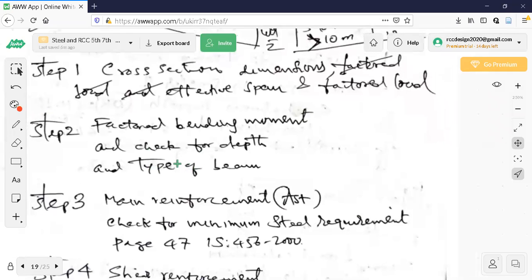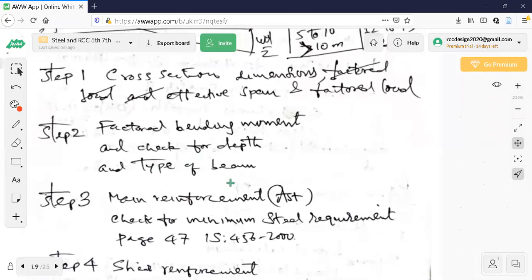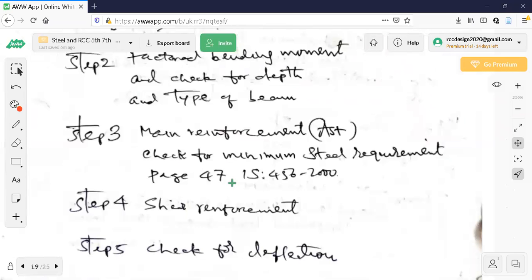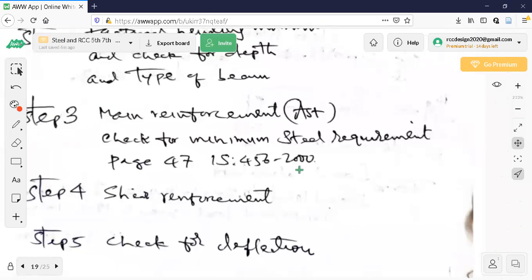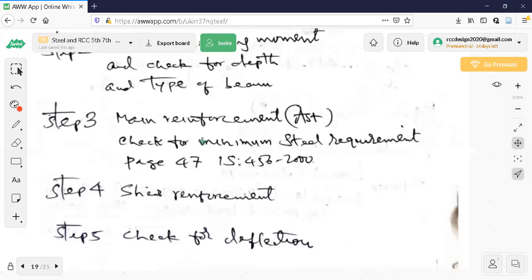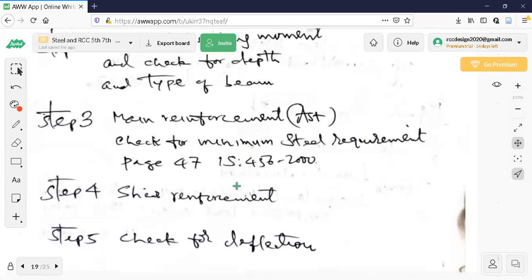Over reinforced sections should not be designed. Either it should be under reinforced or a balanced section. Then step number 3 is the main reinforcement Ast has to be calculated. For this, we will refer to page number 47 of IS 456, and also the appendix formula, whatever formula I have shown in the analysis part, that is Appendix G. Again, we have to go there and check the formula.